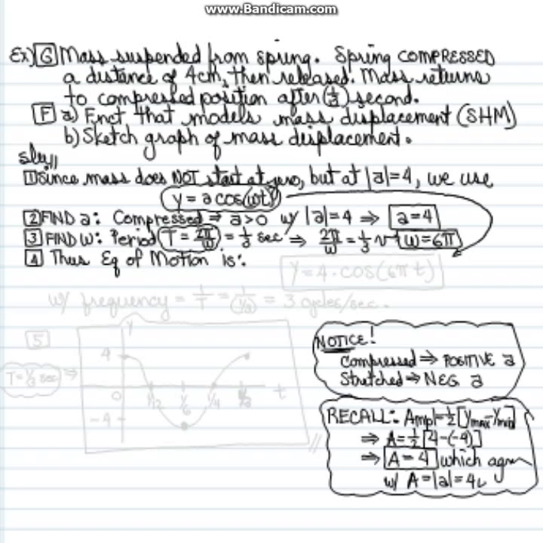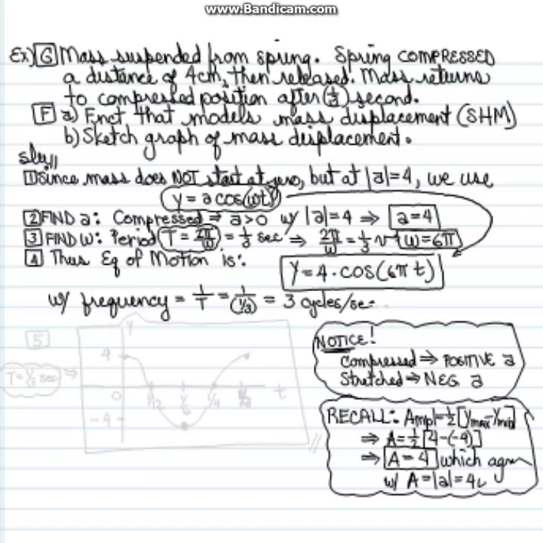Step 4, thus the equation of motion is, just plug in the values, y equals, in place of A, we're going to use positive 4 times the cosine of omega, 6 pi, times t. That's our equation of motion. And it has a frequency, by the way, of 1 over T. We knew that T was equal to 1/3, so the frequency is 3 cycles per second. It repeats every second. It completes 3 cycles.